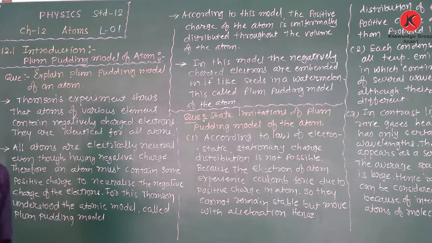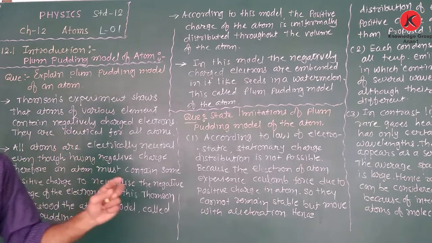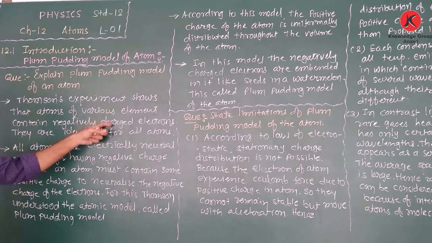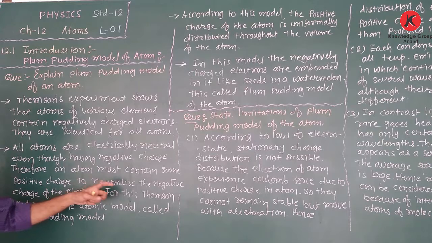So, Thomson suggested that in different elements, the atoms contain the negatively charged electron, and these electrons are the same for all atoms. All atoms are electrically neutral, even though having the negative charge. Therefore, an atom must contain some positive charge to neutralize the negative charge of the electron.